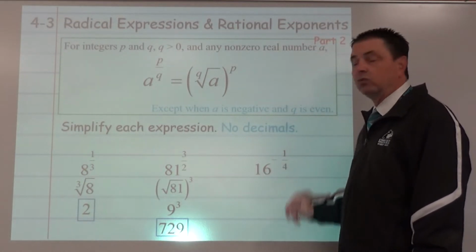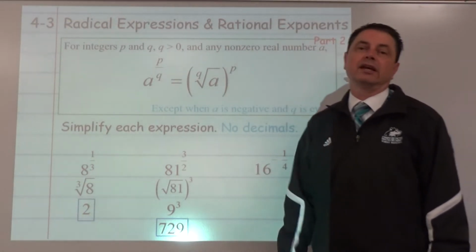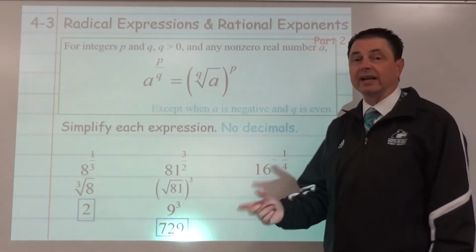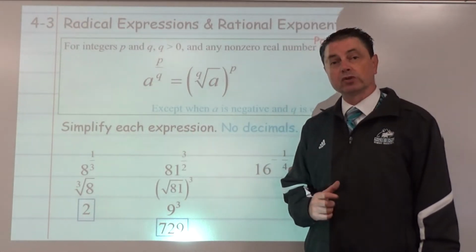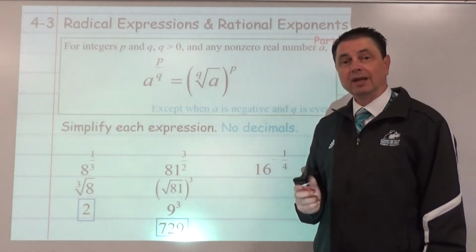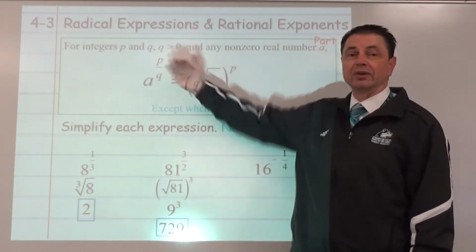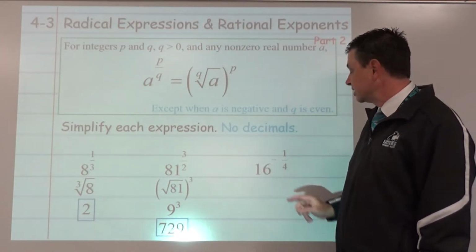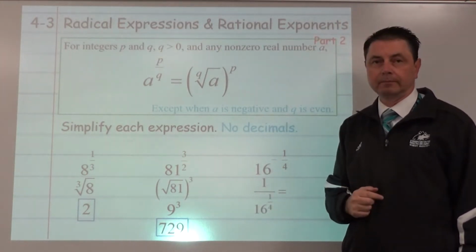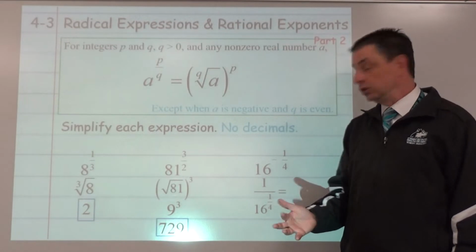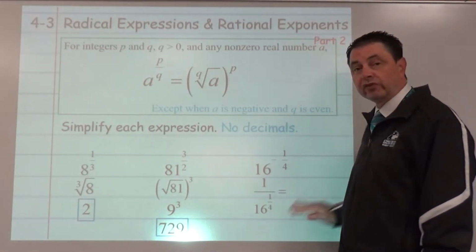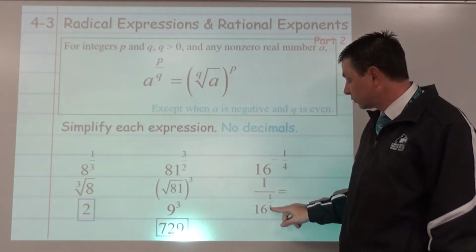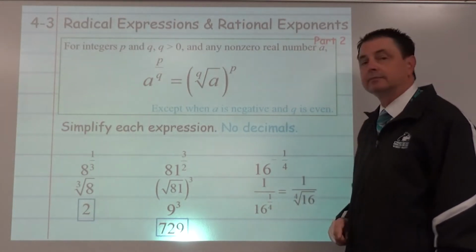16 to the negative 1/4 is going to go back to lesson 4.1, our exponent properties. The negative exponent is going to indicate reciprocals. So the first thing we're going to do before we even get to the roots is to rewrite this as 1 over 16 to the 1/4 power. Now we can use roots. 1 over, don't lose that fraction, 1 over the 4th root of 16.